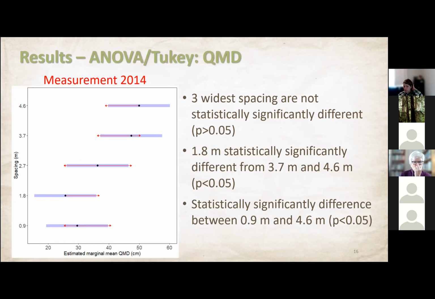So here's the quadratic mean diameter Tukey test with 95% confidence interval, and it shows that the three widest spacings were not significantly different. There were significant differences between the 1.8 and 3.7, 4.6, and between 0.9 and 4.6. They don't overlap in our graph, so the smallest and the highest density.